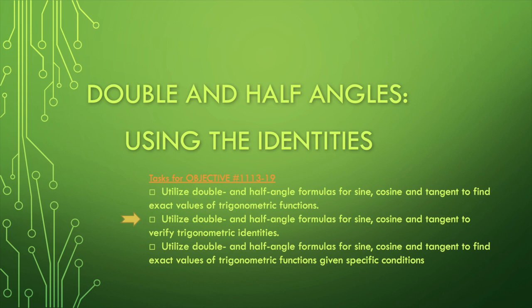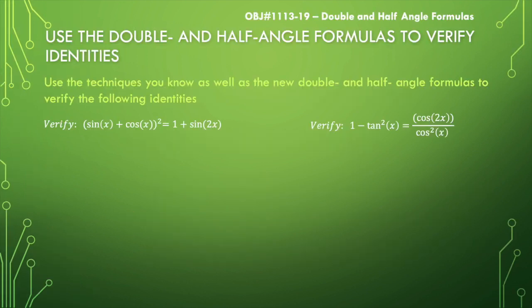To our discussion of double and half angle formulas, in this video we're going to actually use some of those formulas to verify some trig identities. Let's see what that looks like. All right, so we have spent some time verifying identities, and we're going to use those double angle and half angle identities to verify.